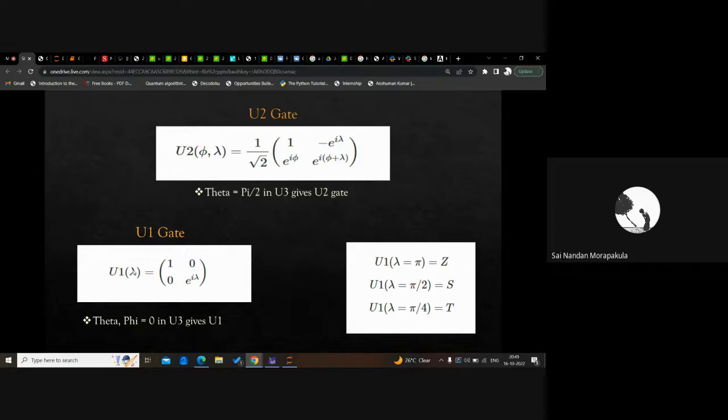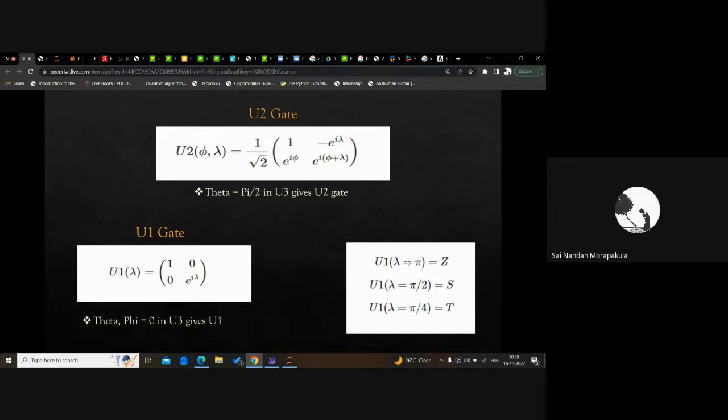If you take lambda as pi, then you will end up with Z gate. If you take lambda as pi by 2, then you will end up with S gate, and if you take lambda as pi by 4, then you will end up with T gate. All of these parameters, like lambda equal to pi, lambda equal to pi by 2, are very important, and there are questions asked in the IBM certification exam based upon this topic. Like if you want to design a Z gate using U1 gate, what is the value of lambda? Something like that might be asked.